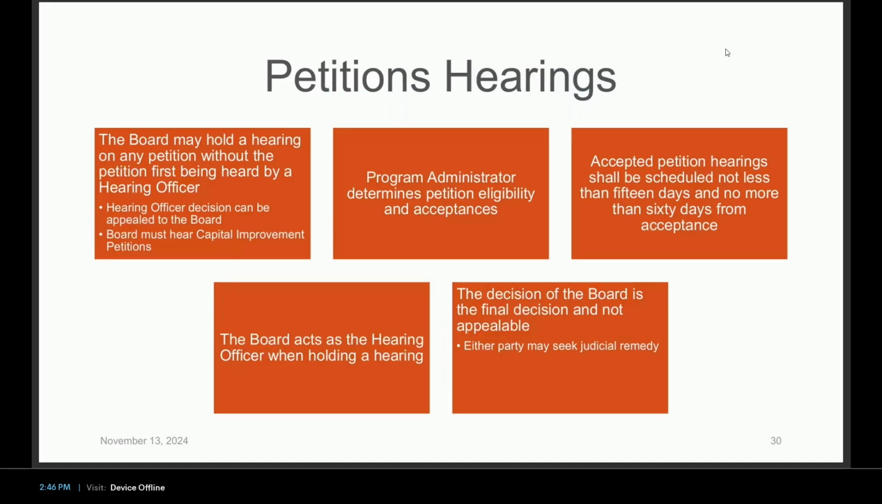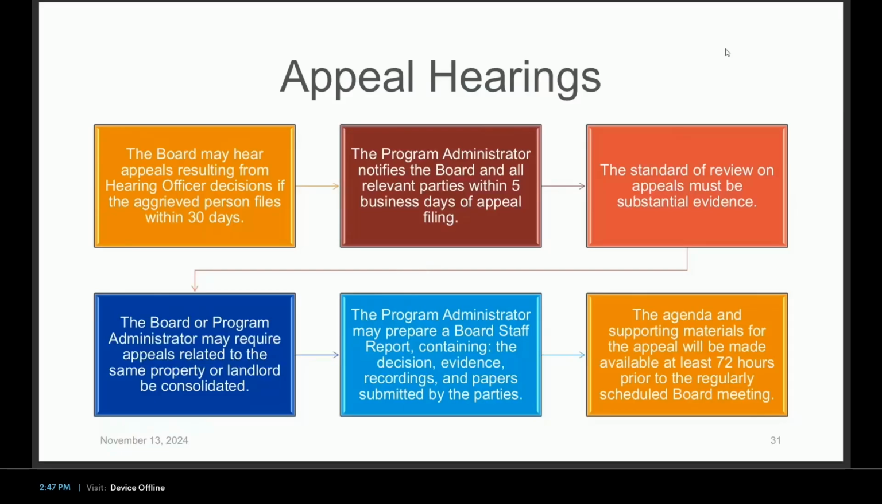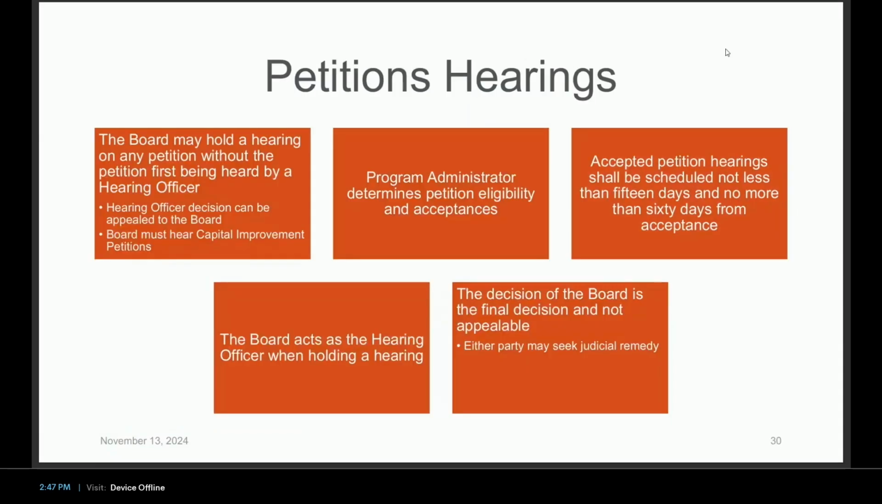If the board decides to hold a hearing, it is essential that they act as the hearing officer for that case. So you're going to follow all of the hearing officer's roles for those matters that you decide to hear immediately. This means that you'll hear the evidence and the arguments from both parties. It's important to note that once the board makes its final decision, that decision is final and is not subject to further appeal. If both parties feel that the decision is flawed or unfair, they can seek judicial remedies through the courts. But there is no process internally where they can appeal after your decision.